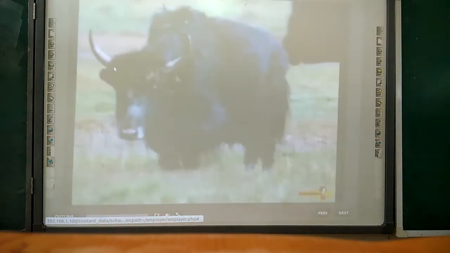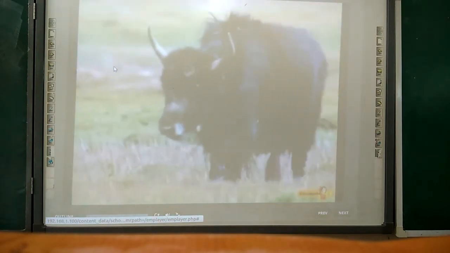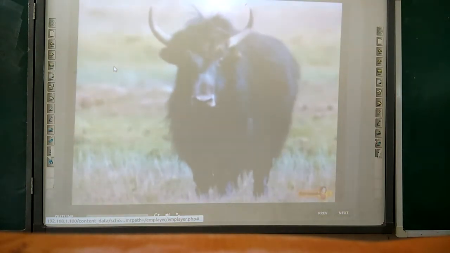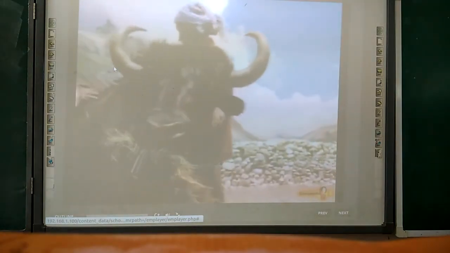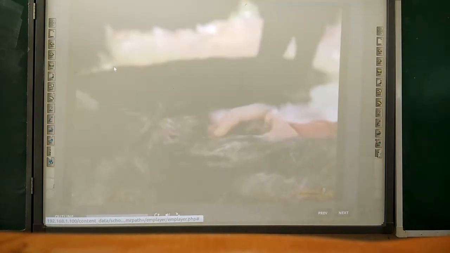People who are residing in the Himalayan region have domesticated the yak. Yak can live in higher altitudes than any other animal. There are now very few wild yaks left in the world. People in this region depend on yaks for all their needs.